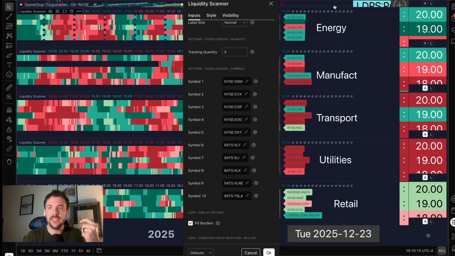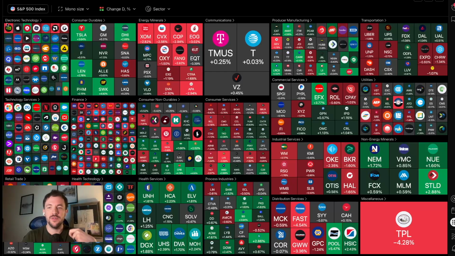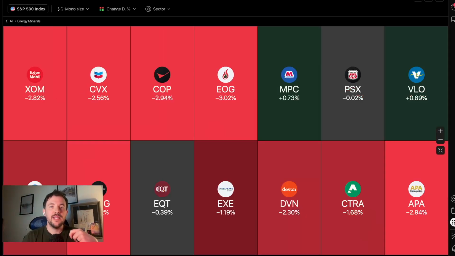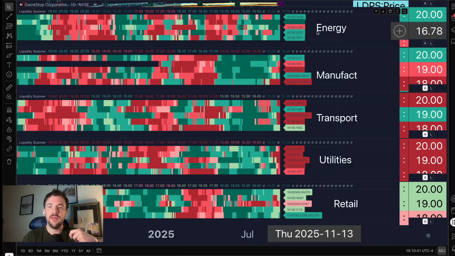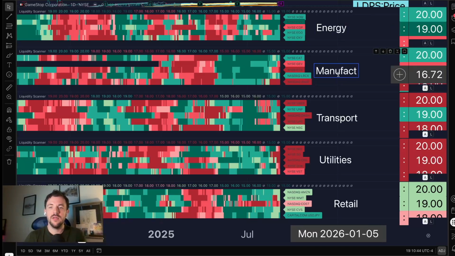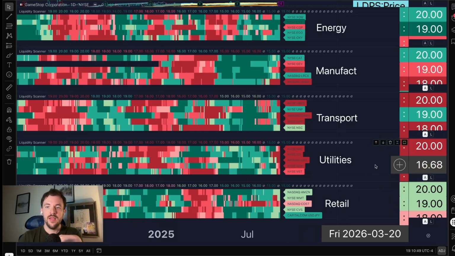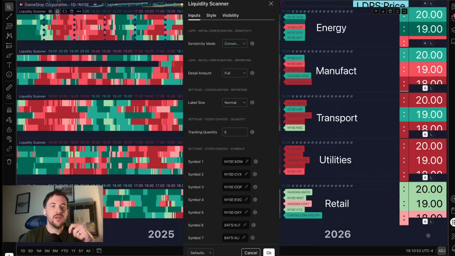In this instance, I went to the stock heat map on TradingView, which again, I highly, highly recommend checking out. It's just such a cool tool. I went to each of these sectors: transportation, producer manufacturing, communications, energy, materials, and so on. Then I sorted by market cap and picked the biggest 5 market caps. In doing so, we create these little baskets: an energy basket, a manufacturing basket, a transportation basket, a utilities basket, and a retail basket.